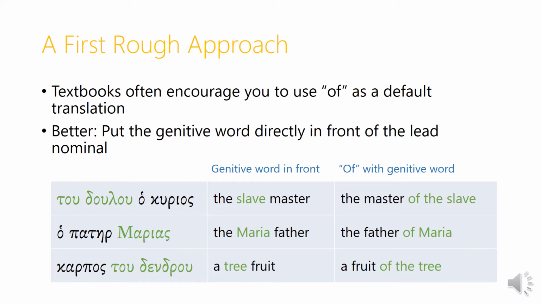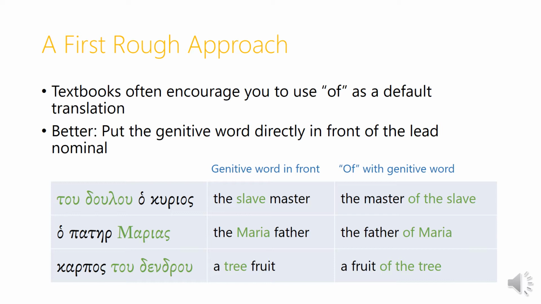Textbooks will often encourage you to use "of" as a default translation. And so Tou doulou ho kurios would be the master of the slave, and Ho patēr Marias would be the father of Maria, and Karpos tou dendrou would be the fruit of the tree. That is not bad as far as it goes.